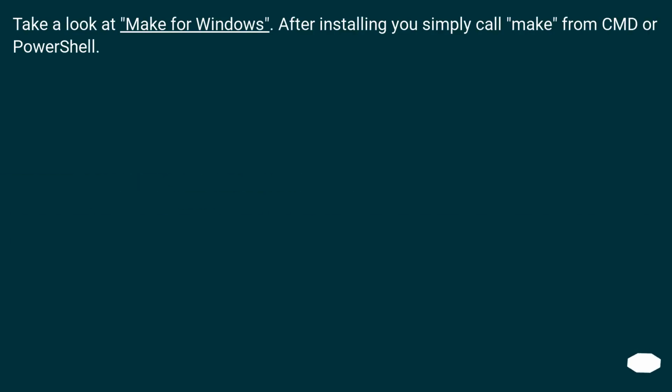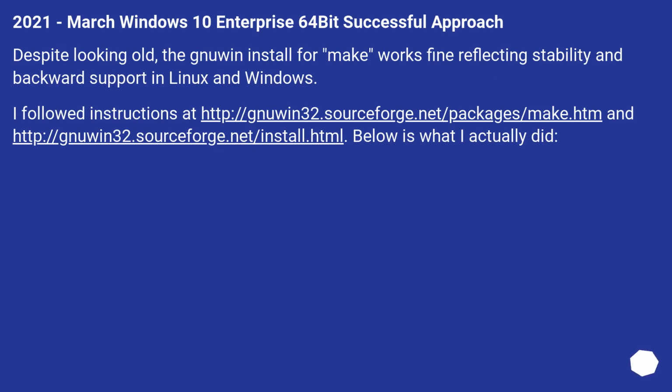Take a look at Make for Windows. After installing, you simply call Make from CMD or PowerShell. Windows 10 Enterprise 64-bit, successful approach. Despite looking old, the GnuWin install for Make works fine, reflecting stability and backward support in Linux and Windows.